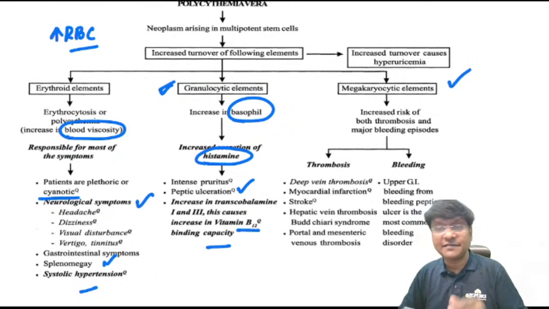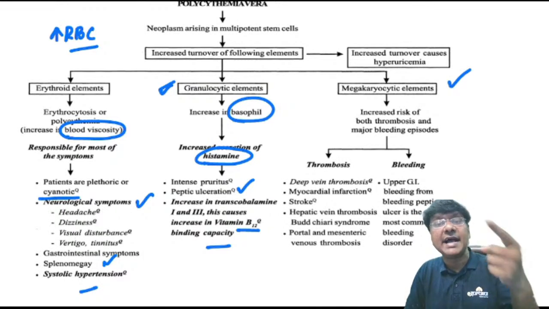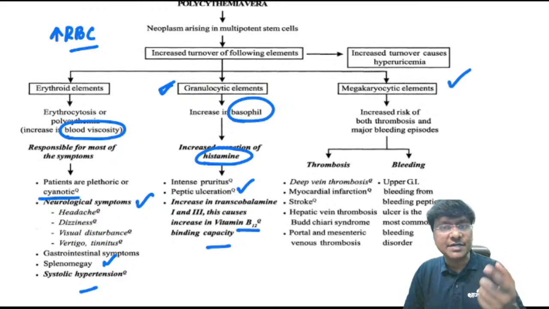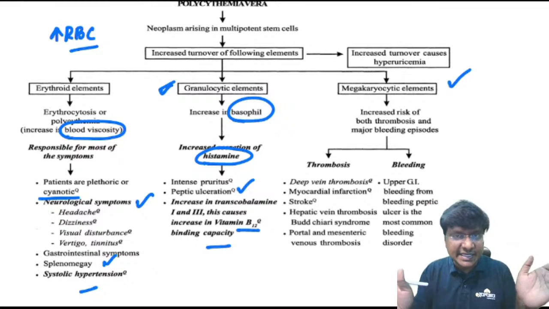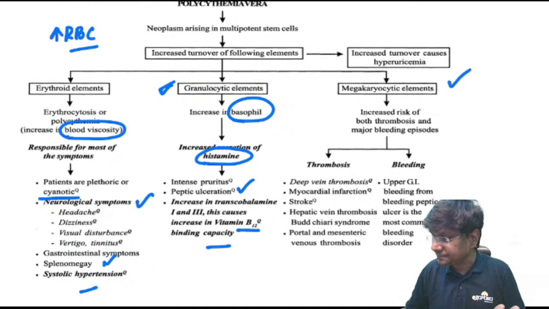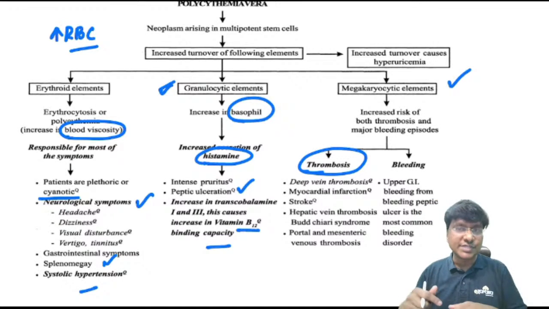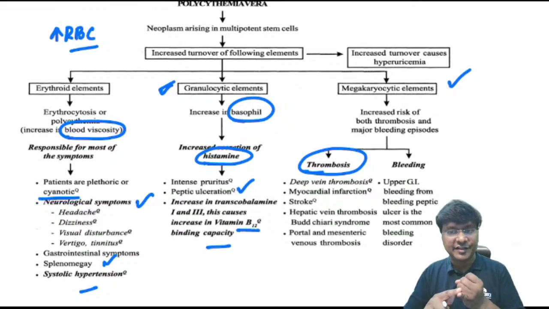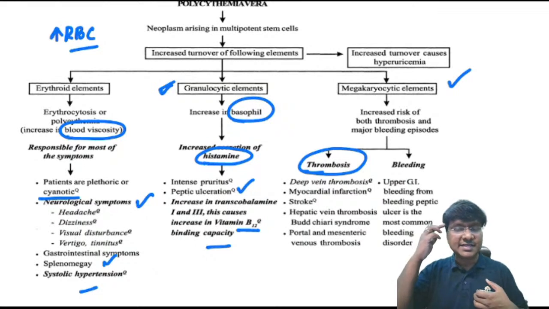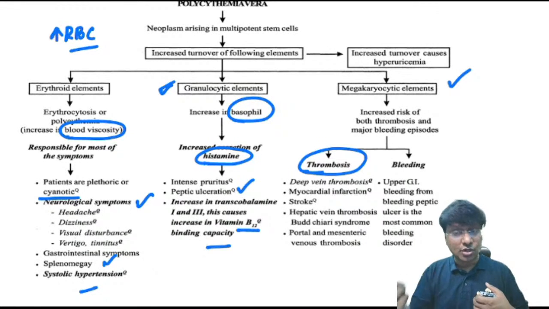Now, what will be the manifestations due to increase in the megakaryocytic elements? That is nothing but your platelets, and that will result in increase in thrombosis, right? And this thrombosis can be within the deep veins causing deep vein thrombosis, can be in the coronary arteries causing myocardial infarction, can be in the cerebral vasculature causing stroke, that is the most common thrombotic event.